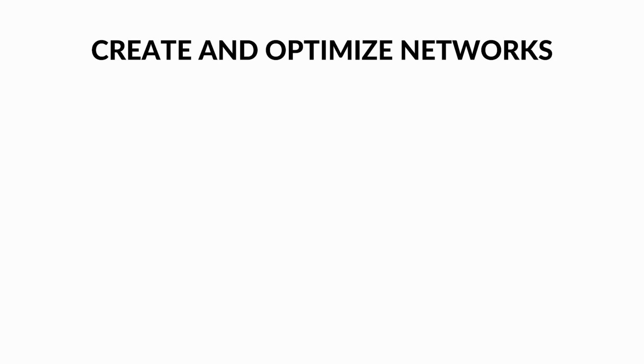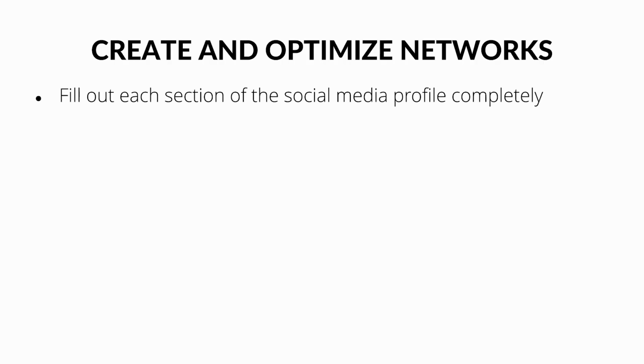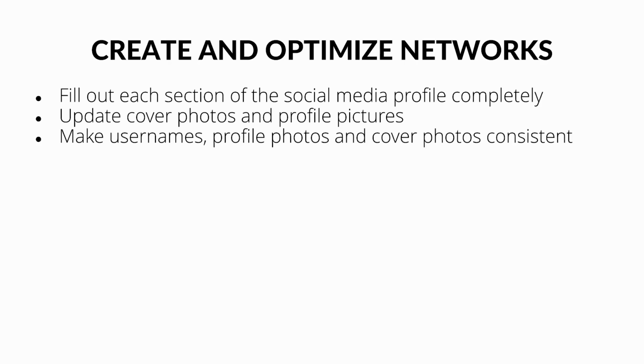Let's take a look at some examples of how to optimize networks. These are just a few examples. Read along in the textbook as well. Fill out each section of the social media profiles completely, of all of them. Update cover photos and profile pictures. Make sure they're consistent across platforms, across networks. Make sure they're high quality. Make sure they're updated to each platform. Each platform has a different size of profile photos, ratios, banner sizes, you name it.